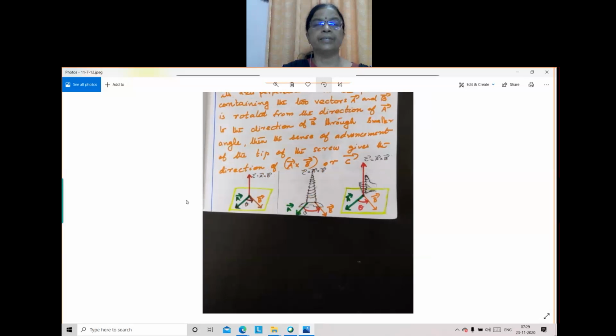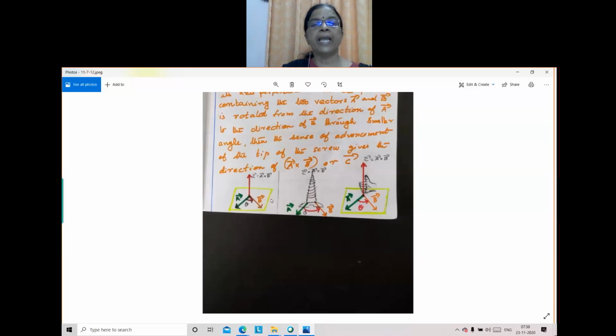You can see here, I will show you this figure. Here you see, in this plane, two vectors are there, vector A and vector B, making an angle theta between them. So A and B, where are A and B lying? A and B are lying in this plane.